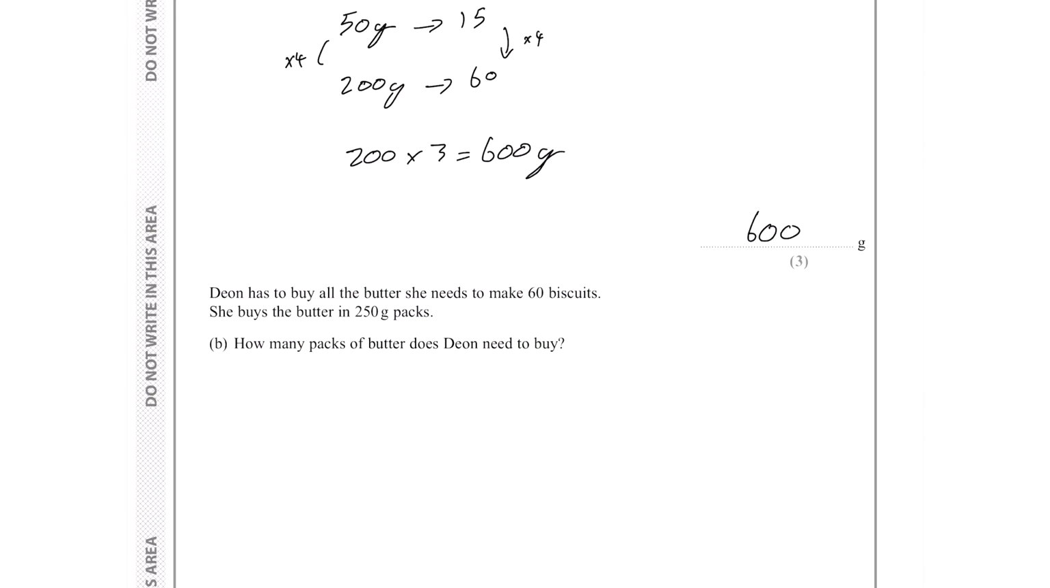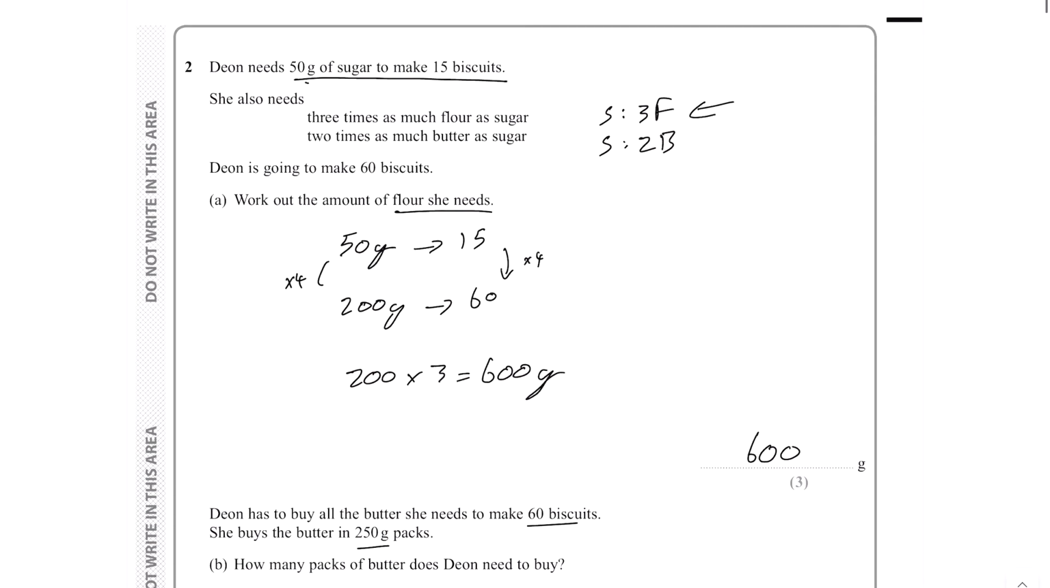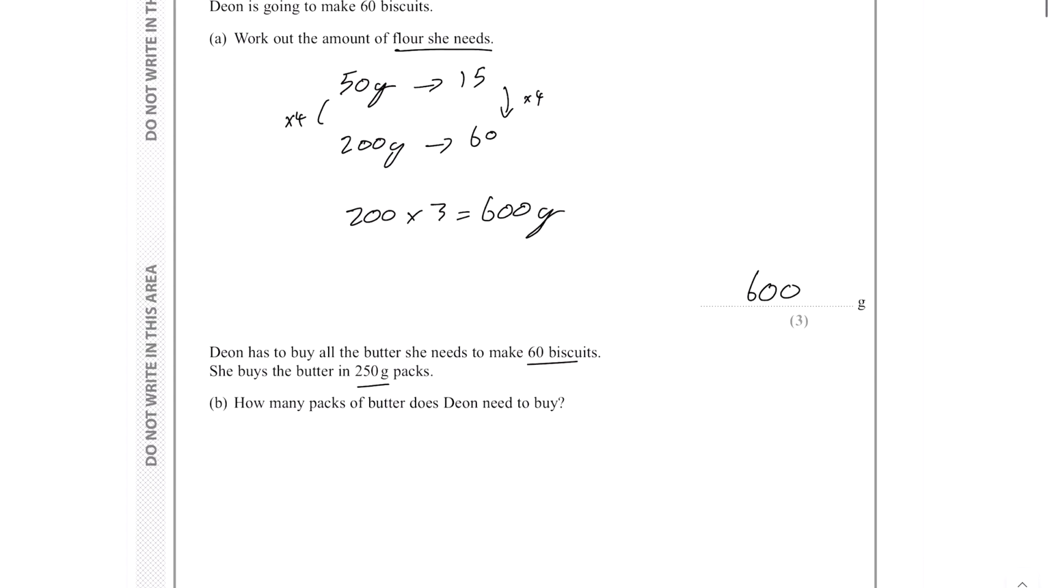Dion buys all the butter she needs to make 60 biscuits. She buys butter in 250 gram packs. How many packs of butter does Dion need to buy? So if you look at the butter ratio, that's 1 to 2. So if she needs 200 grams of sugar, she'll need times 2 amount of butter, which is 400 grams. So that's how much butter she needs.